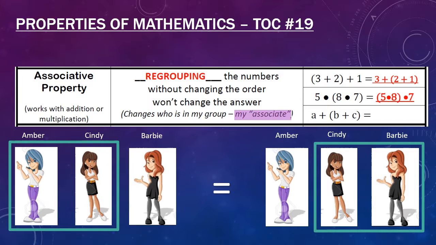I can do that. And then the last example is a little bit tougher because it's all letters, so I can't really solve it. So I would just rewrite it as A plus B in parentheses plus C at the end. Again, that's changing who's inside the parentheses. So you're just moving your parentheses, but you're not changing the order of the numbers or letters.